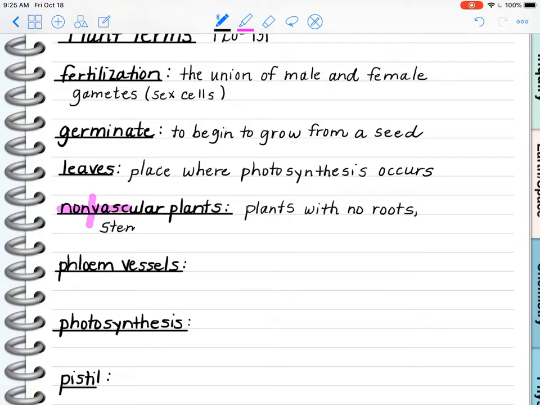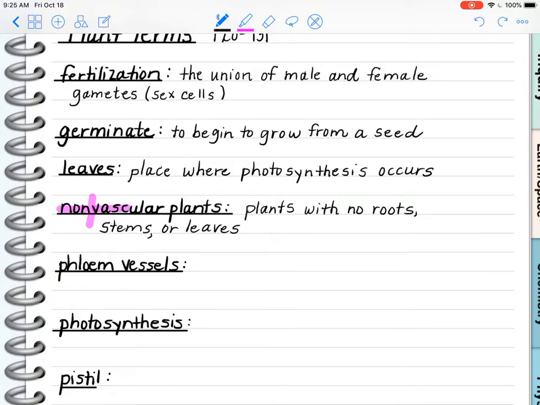And we have non, which means no, so there's the non part. Vasc or vascular refers to vessels. So if you're talking about the human body, arteries and veins are our vascular system. So vascular refers to those hollow tubes that carry fluid in the body or in the plant. So non-vascular plants are plants that do not have those vessels.